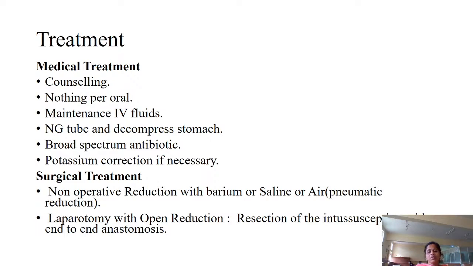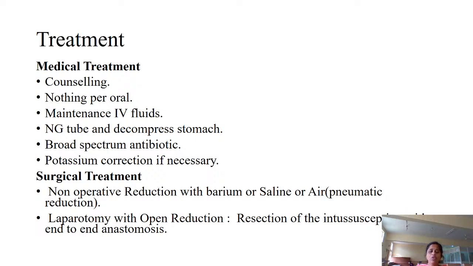Treatment: counseling, and put the child nil by mouth. First, correct the dehydration and correct the electrolyte imbalance. You will put in an NG tube and decompress the contents. So what you will do is basically stabilize the child. Cardiovascular-wise, you have to stabilize. You have to stabilize the electrolytes, potassium or hyponatremia, whatever is there, and you will decompress the stomach and give IV fluids. All those things will be done.